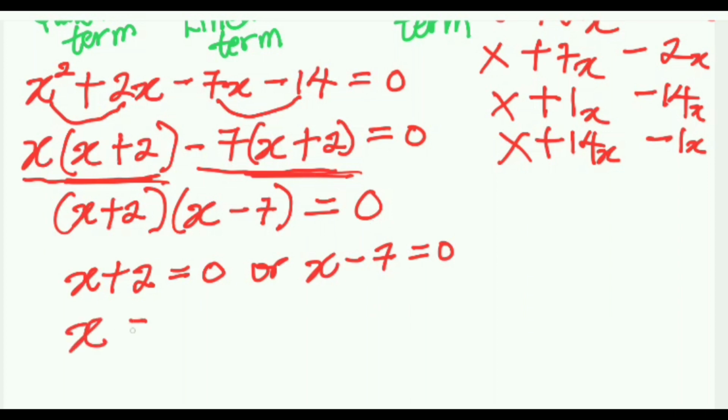So at this point, we just solve this linearly. I will say x equals, take plus 2 to the other side, becomes minus 2. Or we say x equals, take minus 7 to the other side, it becomes plus 7. And so our answer here is x equals minus 2 or x equals 7.